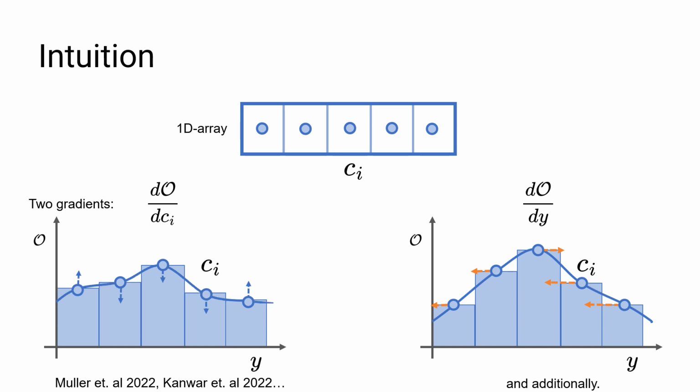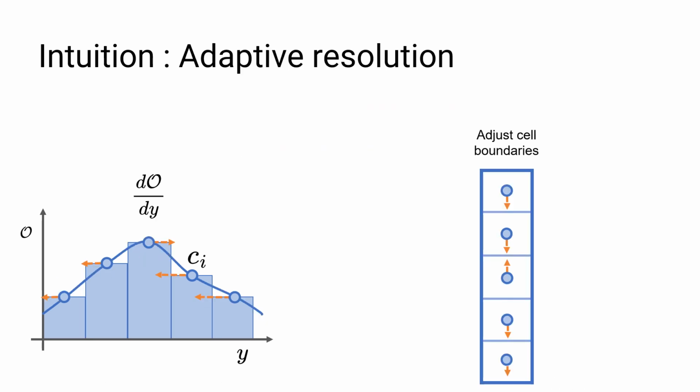The gradient with respect to the cell content, indicated by blue arrow, adjusts the cell heights in the histogram. But the gradient with respect to the input coordinate y is trying to adjust the cell widths. Let's look more closely at the second gradient. On this slide, we highlight the intention to move the cell boundaries using the orange arrows.